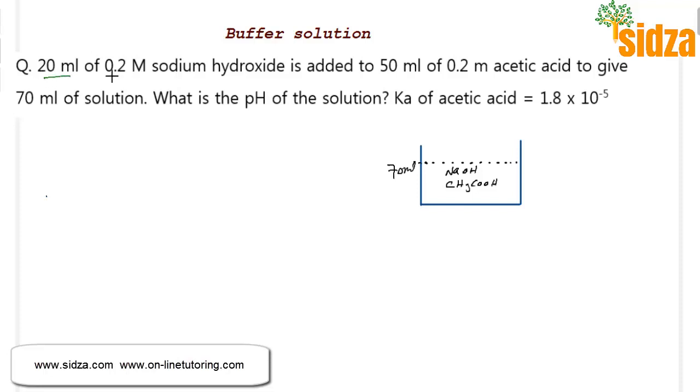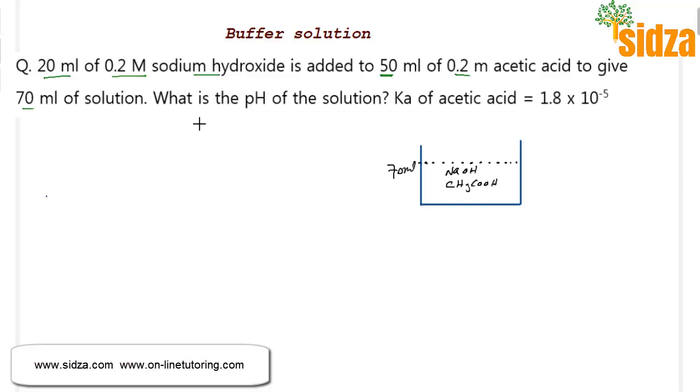20 ml of the 0.2 molar sodium hydroxide is added to 50 ml of the 0.2 molar acetic acid to give a solution, and we have to find out the pH of the solution. The dissociation constant of the acetic acid is given. So basically we are mixing the sodium hydroxide, which is the base, with the acetic acid, which is the weak electrolyte, and in this mixture we have to find out the pH.